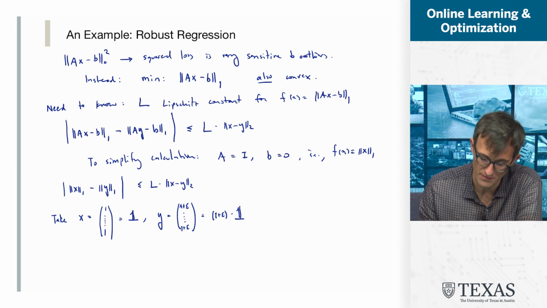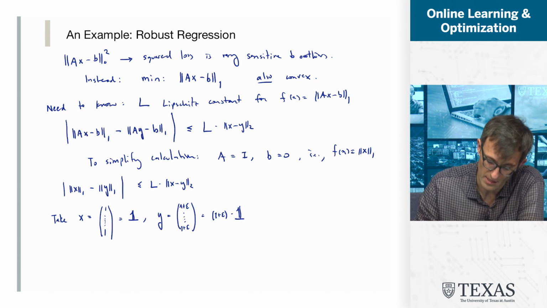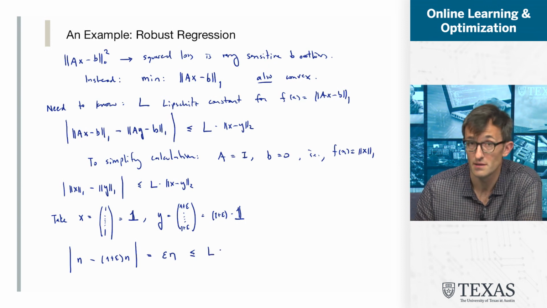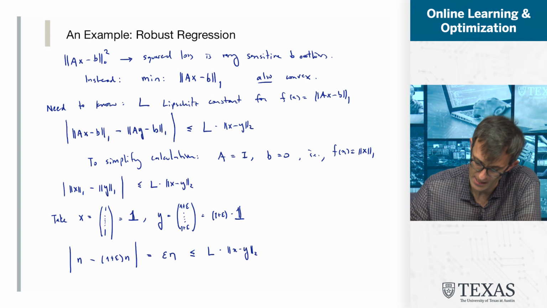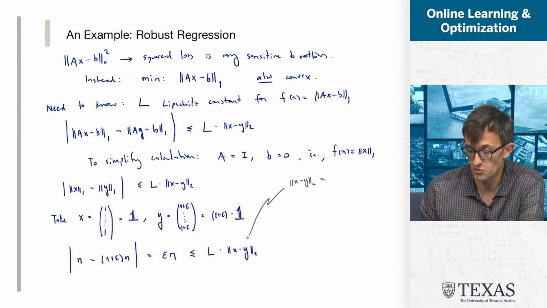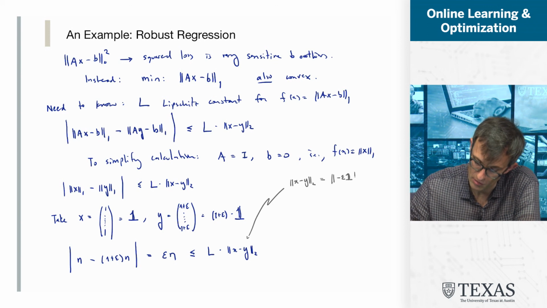So what do we have here on the left and the right? Well, the L1 norm of x is just the sum of all of these. So I've got n minus (1 plus epsilon) times n. The absolute value of that is equal to epsilon times n. And I need to upper bound that by L times the 2 norm of x minus y. Now let's do this computation here on the side. What is the 2 norm of x minus y? x minus y are easy to subtract. x is the all ones vector, y is the all 1 plus epsilon vector, so their difference is just going to be minus epsilon times the all ones.